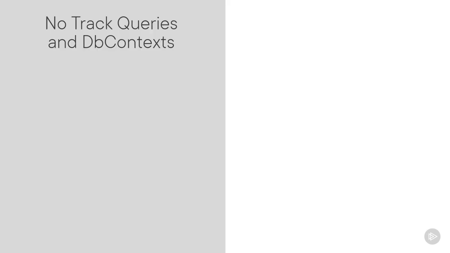EF Core has two ways to avoid tracking when it's a waste of resources. You can use no tracking queries or no tracking DbContexts. And this is a really important pattern to use when building websites or web APIs, for example. In fact, the examples I'm about to show you will be used later in the course when you learn how to use EF Core in an ASP.NET Core API.